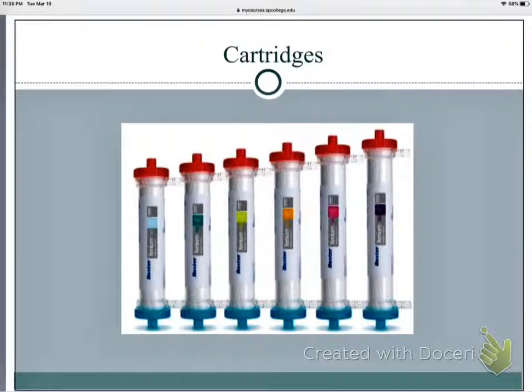Oh, here's a picture of those cartridges from the dialysis machine. This is what they look like. They're man-made, like I said, used for dialysis. They come in different sizes.